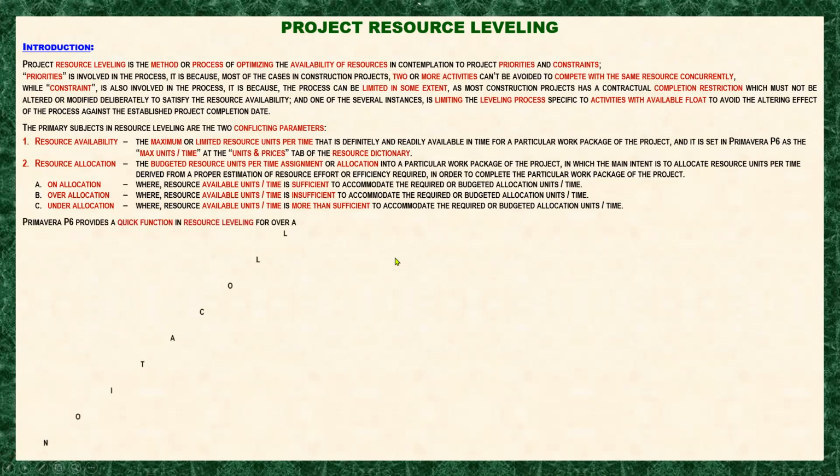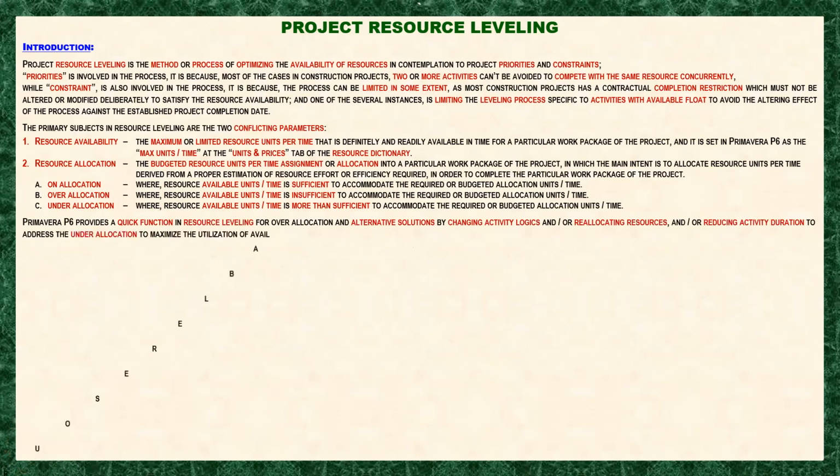Okay, next. Primavera P6 provides a quick function in resource leveling for over allocation, and alternative solutions by changing activity logics and or reallocating resources, and or reducing activity duration to address the under allocation to maximize the utilization of available resources, if allowed by the contract agreement, or otherwise for analysis reference only.